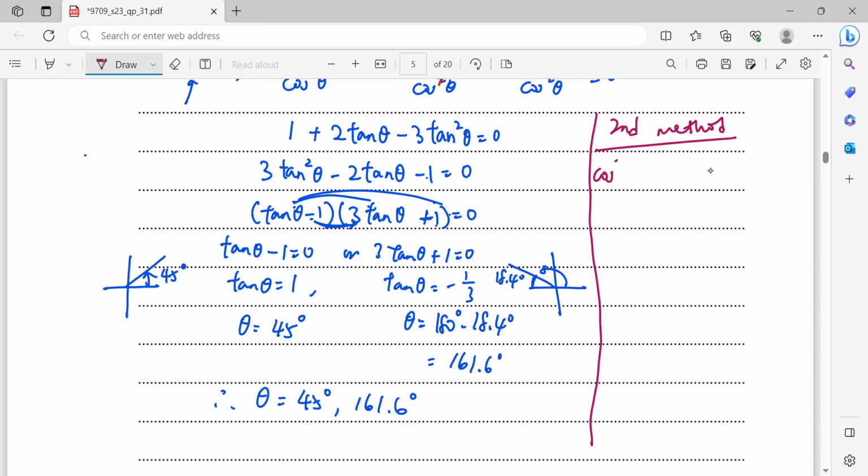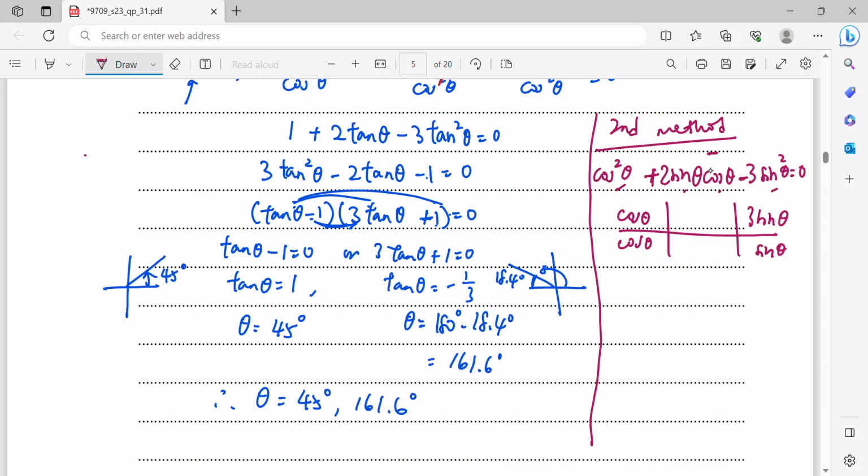I will just rewrite first: cos squared theta plus 2 sine theta cos theta minus 3 sine squared theta equals to 0. So you can factorize because you have cos squared and sine squared. Then the middle term has sine and cos. So when you factorize, it's like cos theta times cos theta, it will be cos squared. Okay. Then here, negative 3 sine squared theta, it will be 3 sine theta and then sine theta. Right? So which one is minus? You see here, plus times minus, it will be minus.